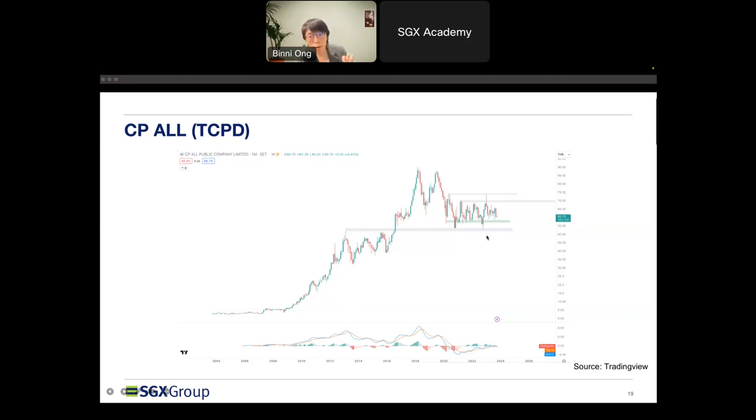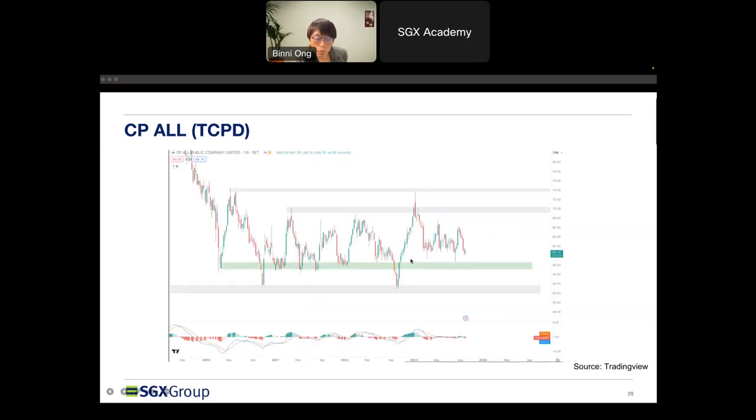Now, sometimes the price does overshoot a little bit. Because of extreme volatility and fear, sometimes it can overshoot to, let's say, around 50 and then start to rebound. So do give it a bit of a buffer. Take note of the 50 to 53 levels. That would be the first key level that you want to take note of.